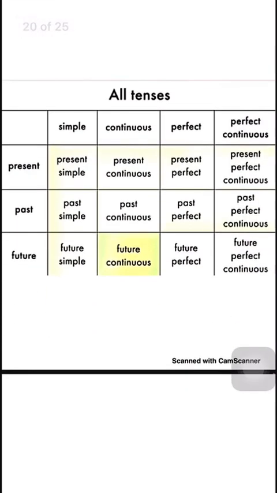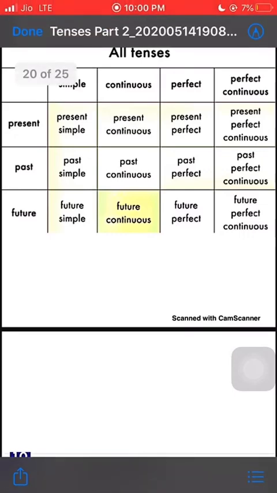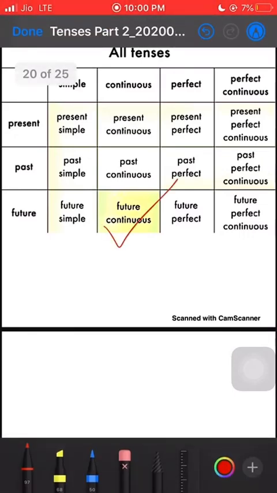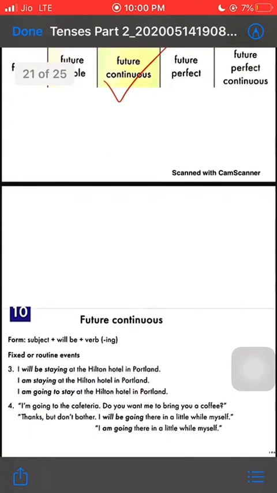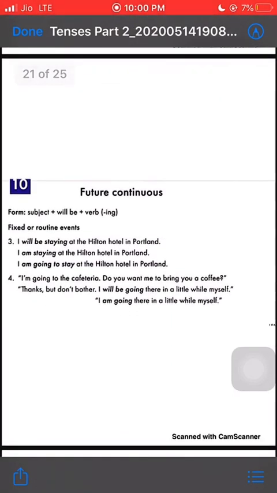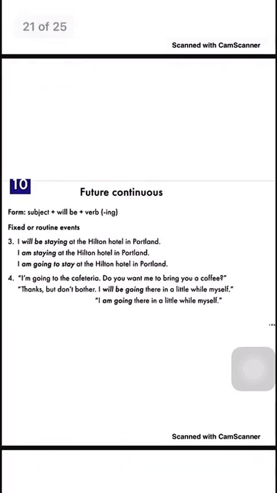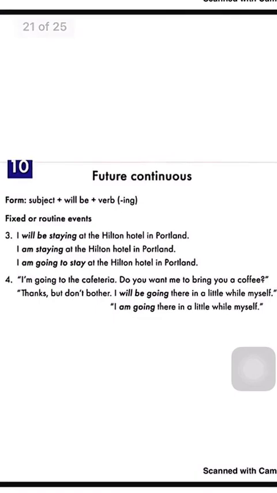Moving further to the future continuous. Let's see future continuous. We make the future continuous tense with a subject plus will be plus a verb in the continuous form plus ing. For example, at 11 a.m. tomorrow, I will be driving to Portland.